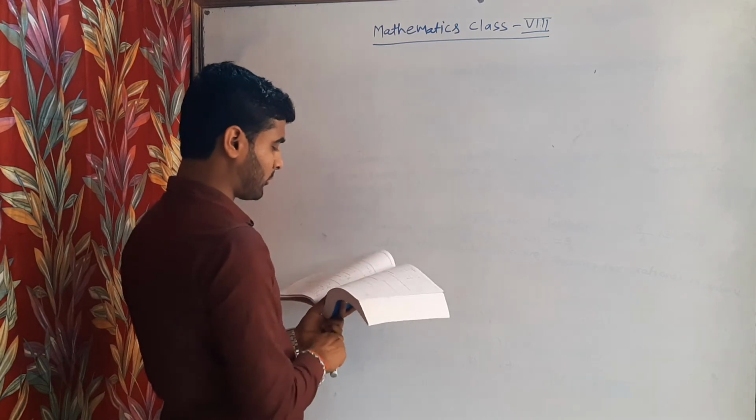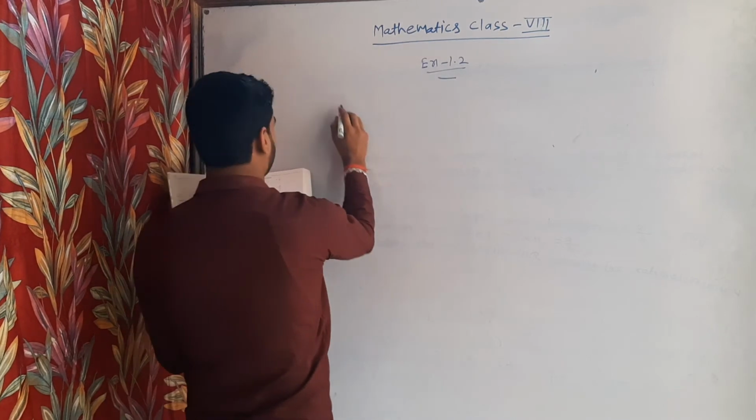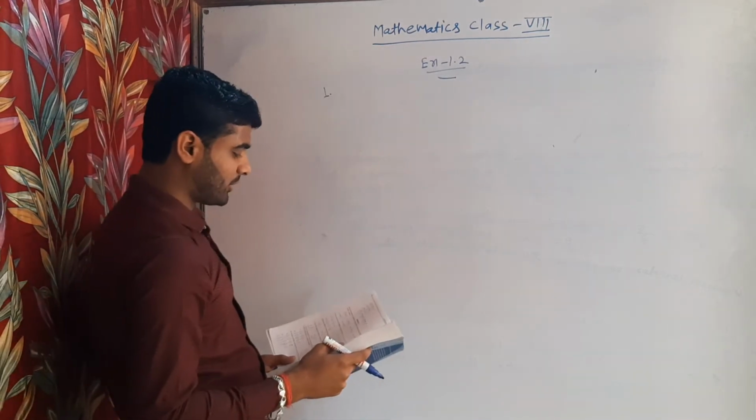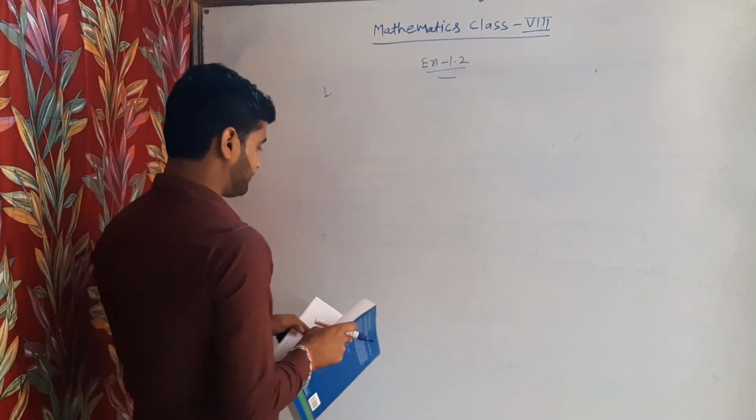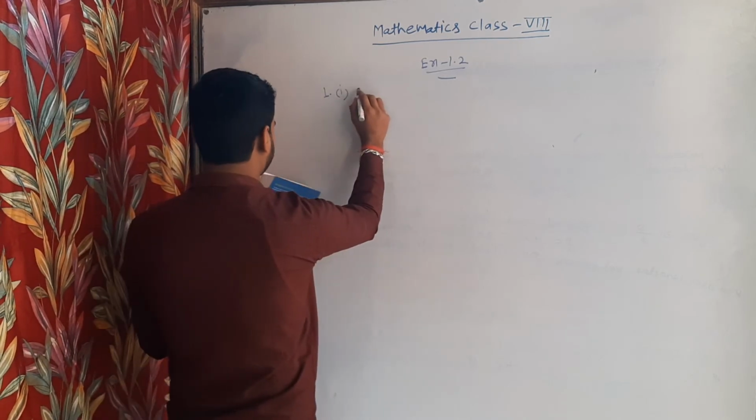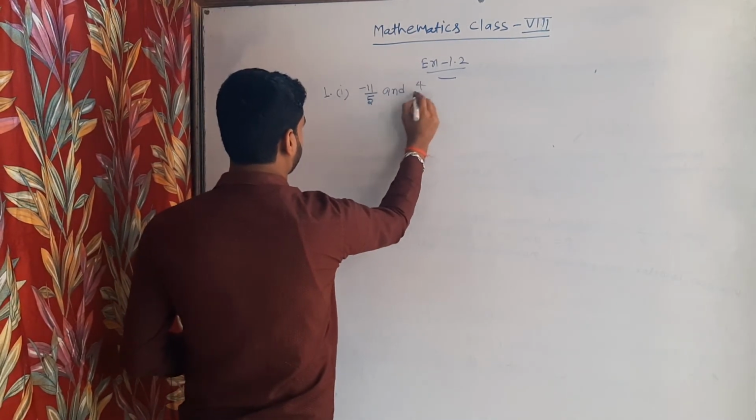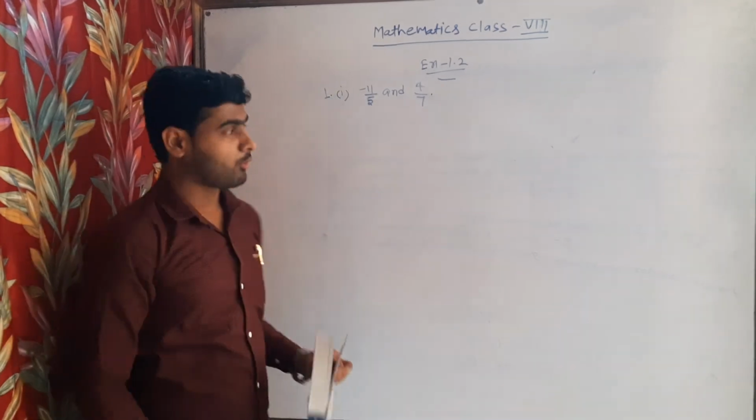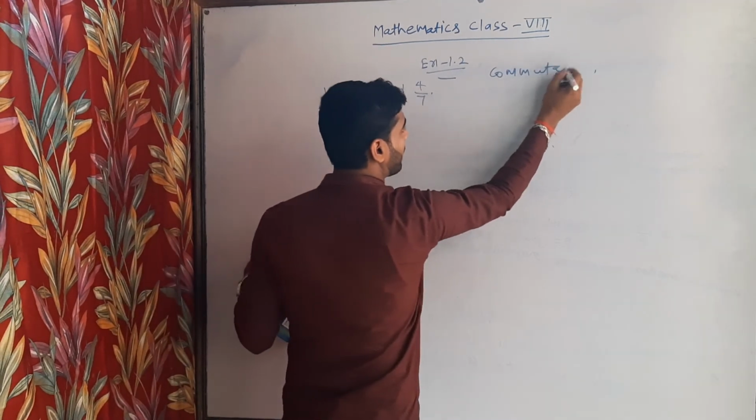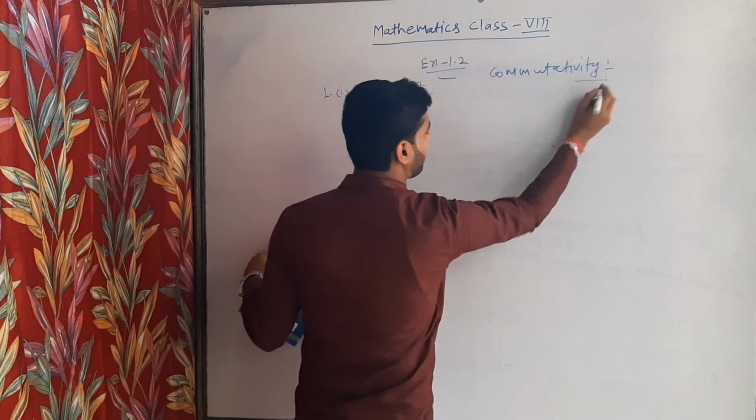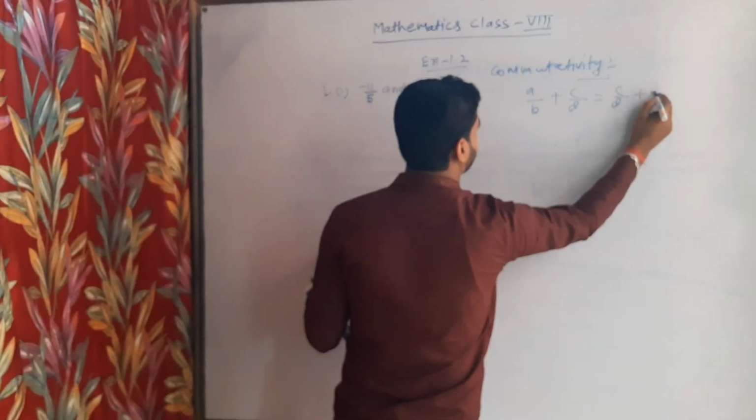Now we shall start exercise 1.2. First, verify commutativity of addition of rational numbers for each of the following pairs of rational numbers. The numbers given are minus 11 by 5 and 4 by 7. What is your commutative rule? By the commutative rule, for addition, a by b plus c by d is equal to c by d plus a by b.